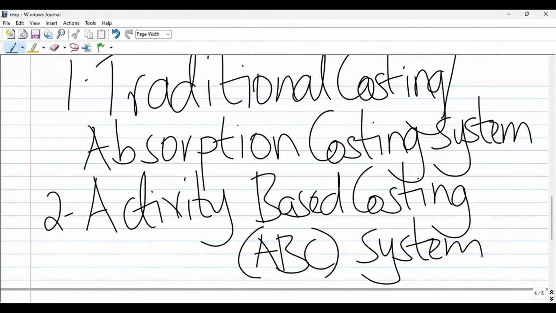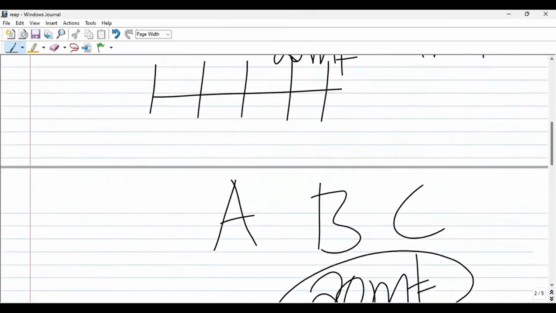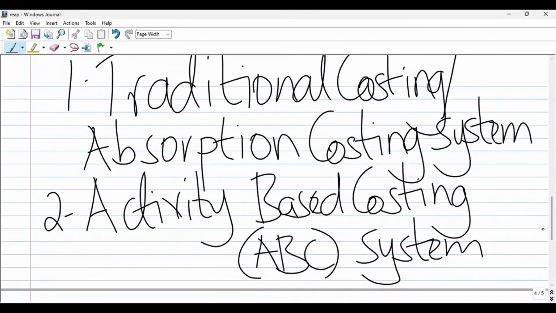So we start with the traditional costing system. Madam, help me with the heading of this costing system. The heading is costing methods. Okay, thank you. So write traditional costing system. Start with the traditional costing system.